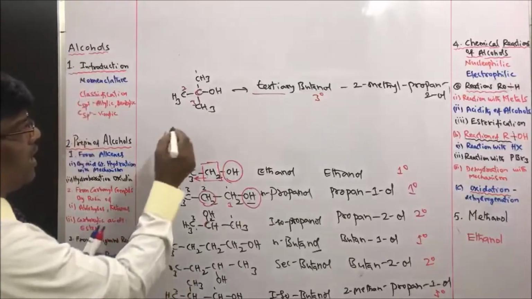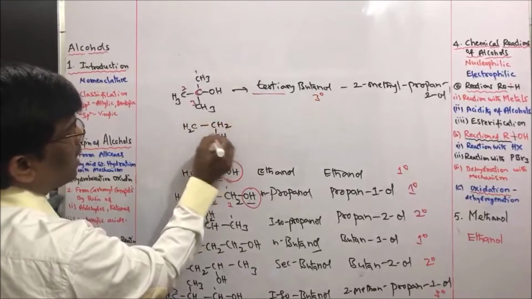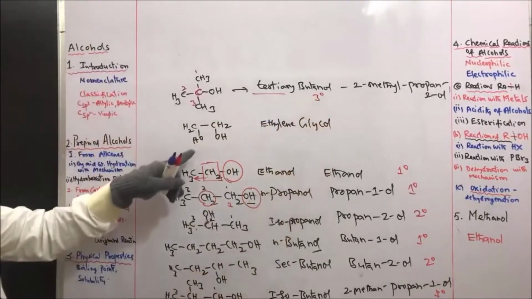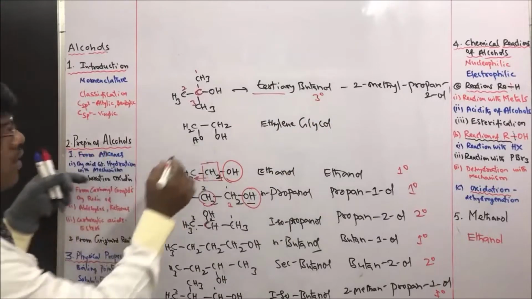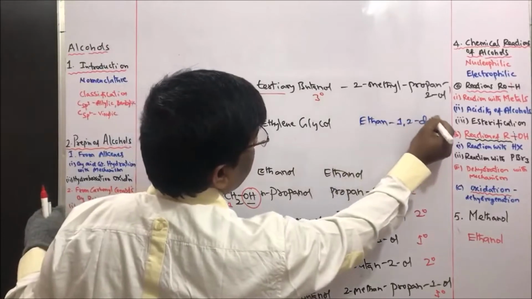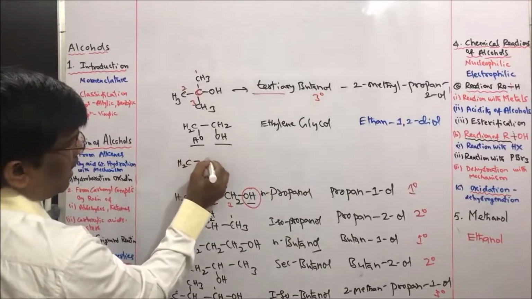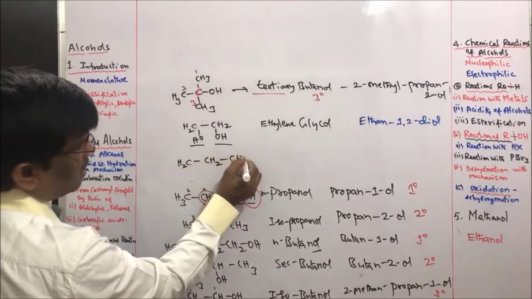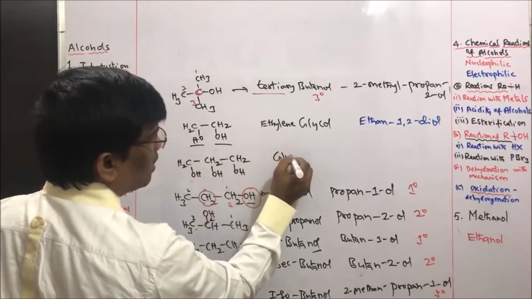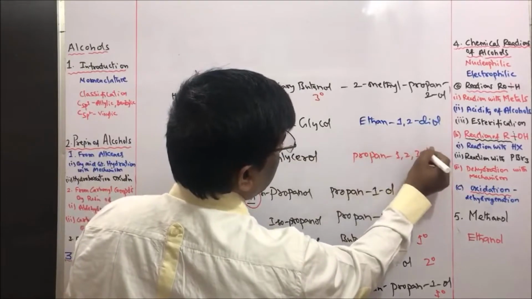Let us take one example. For example, CH2OH, CH2OH, ethylene glycol, and this is a dihydroxy compound, right? 2 alcohol groups are there, ethane-1,2-diol. Yes students, so you can even get CH2OH, CHOH, CH2OH, this is a triol. What is this? Glycerol. The common name is glycerol, propane-1,2,3-triol.